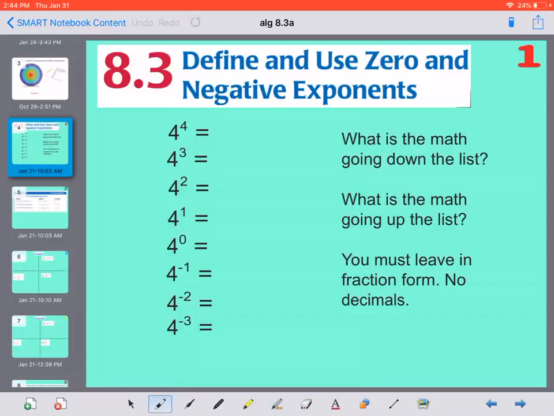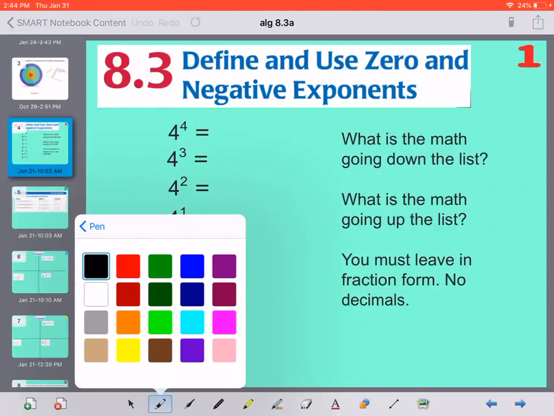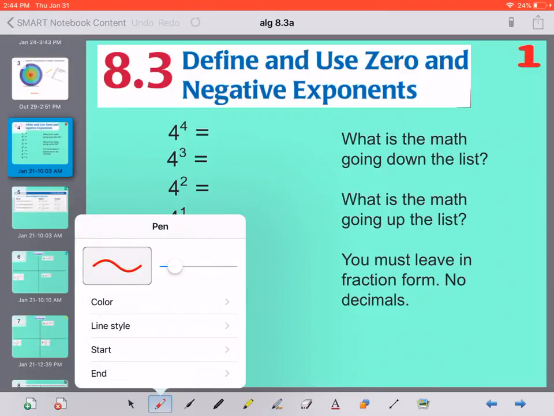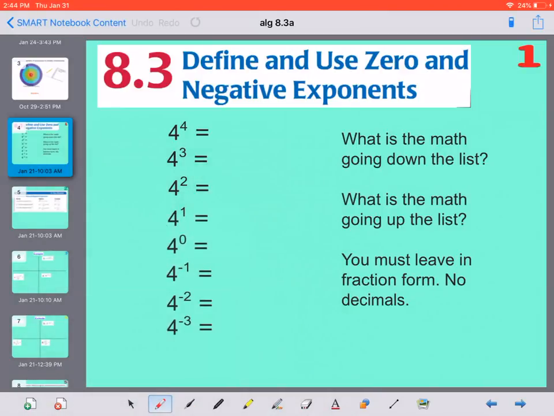So, we have a list of numbers here. We are going to take that list of numbers and we are going to do the math. Now, we have done everything with positive numbers. We haven't done anything with zero or negatives yet. So we know that 4 to the power of 1, well, that's just 1 4, and that's just 4. So what we're going to do is start by going up the list.